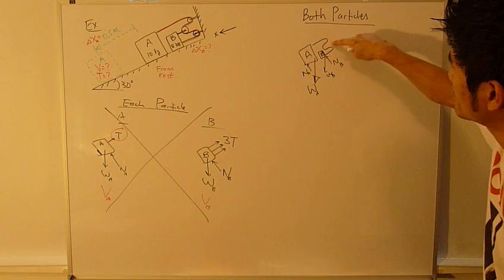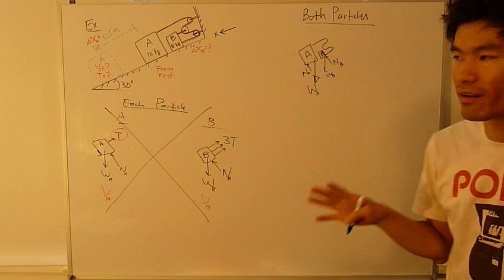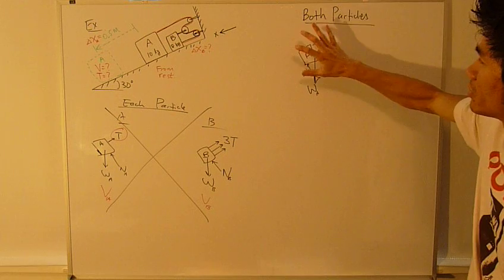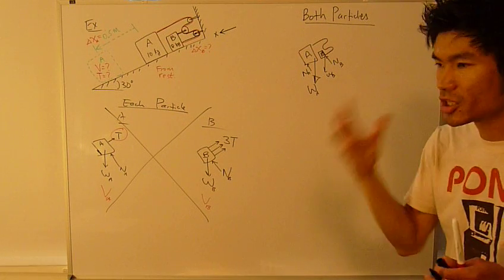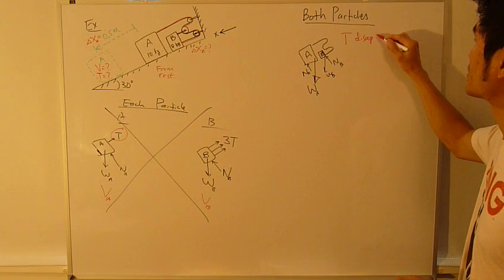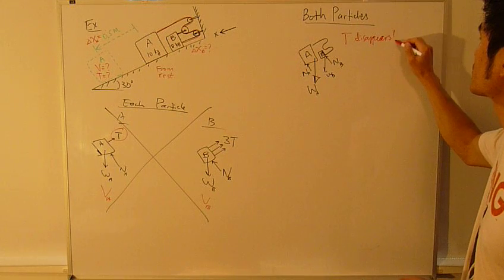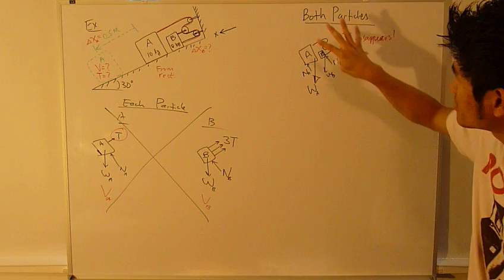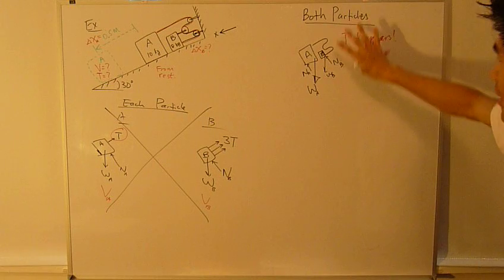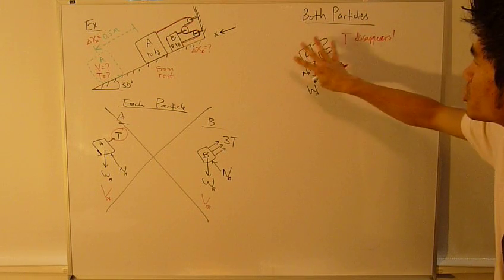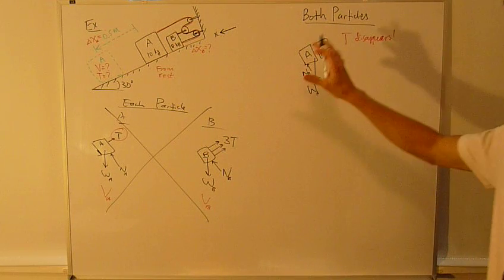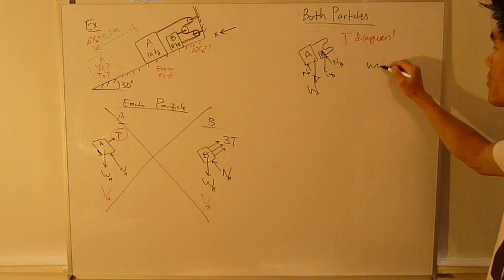This tension right here inside this rope doesn't appear at all in this free-body diagram, because with this whole thing being our system, being our particle, tension now becomes an internal force. T disappears from this picture right here. So we're not concerned with T now. It doesn't matter. So maybe it's a little more convenient if we choose both A and B as the system.